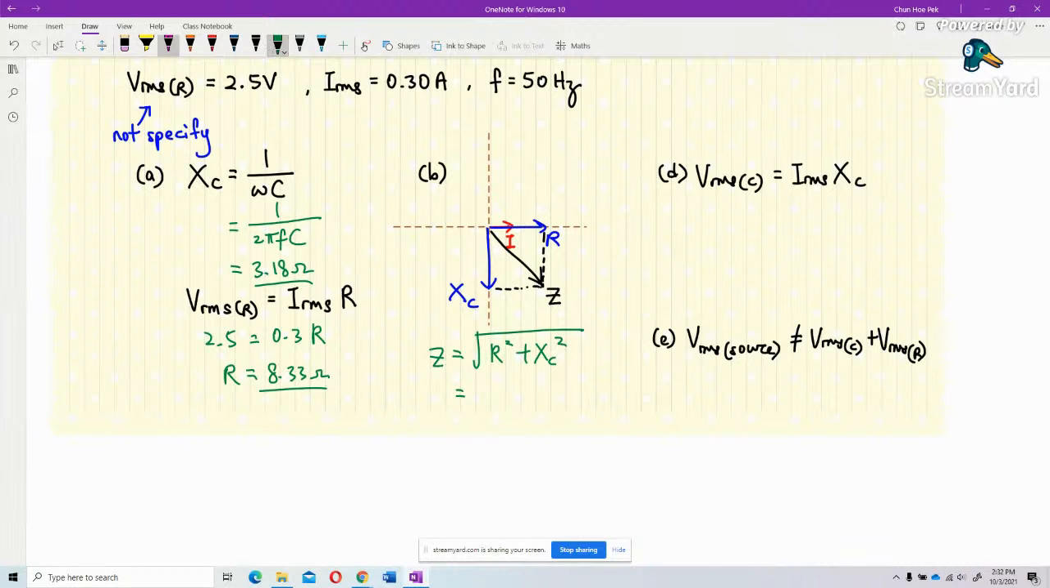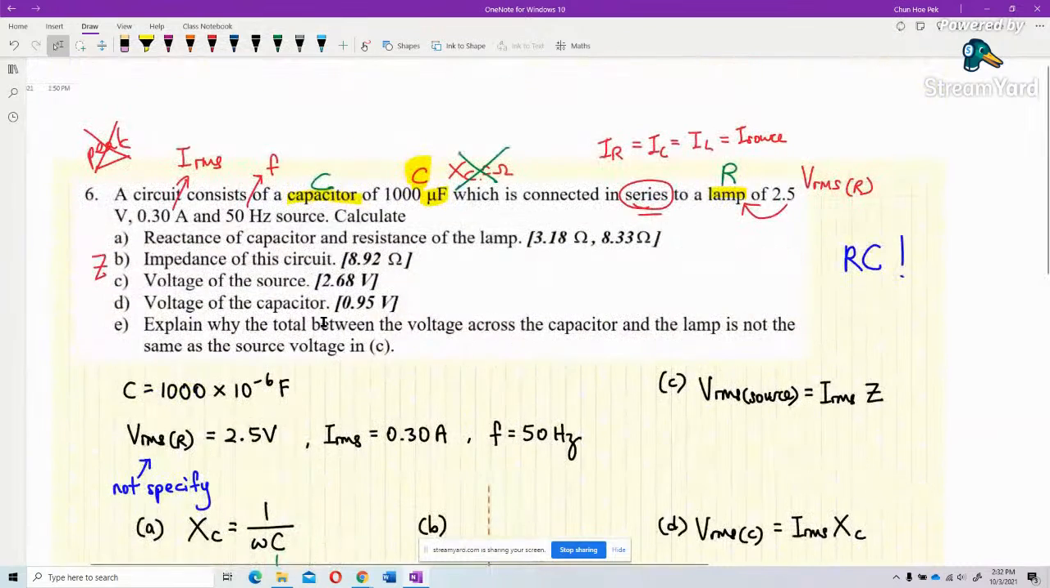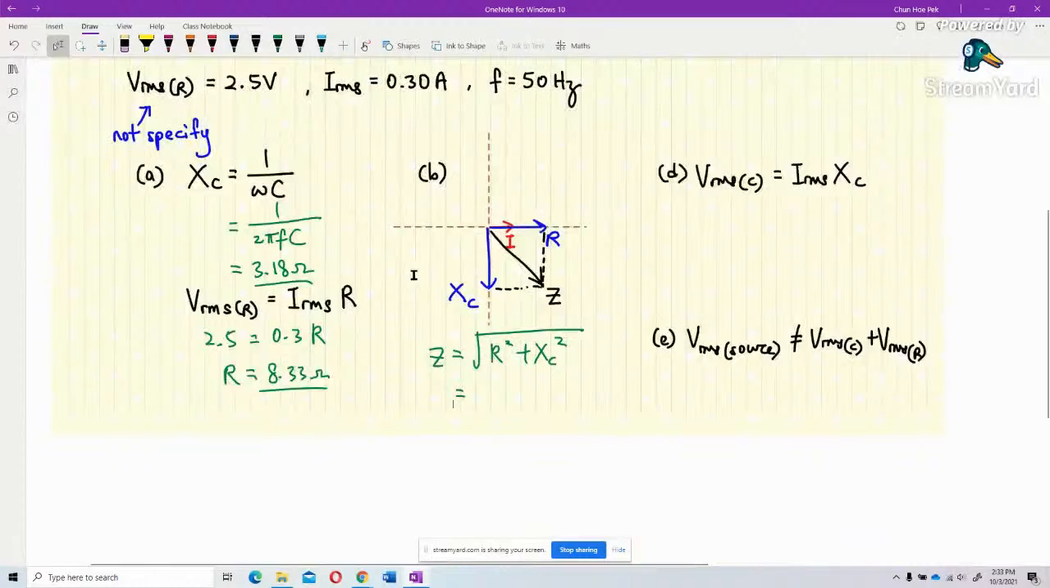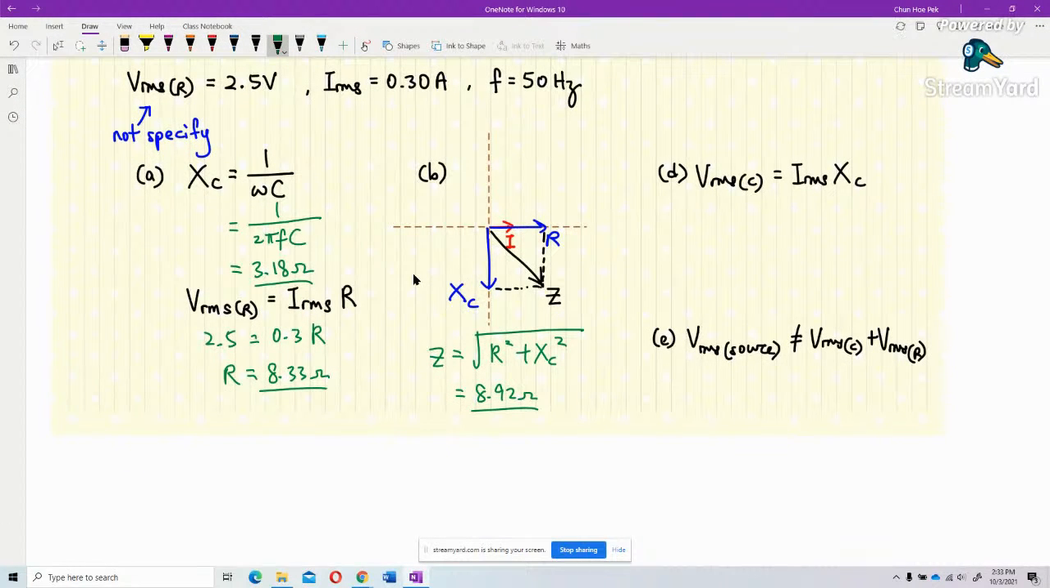Then you just substitute all the values here and you get Z. I calculate in my heart and I got this answer, 8.92 ohm. That's it, very simple. Later you work on your own. Don't just copy, you need to put in some effort also. You need to do it by yourself, okay?